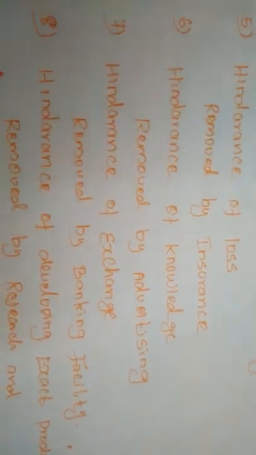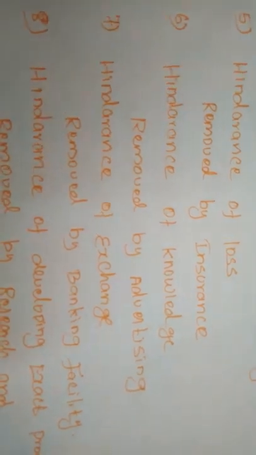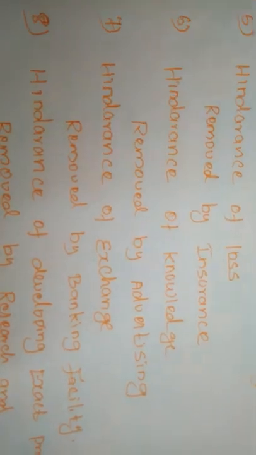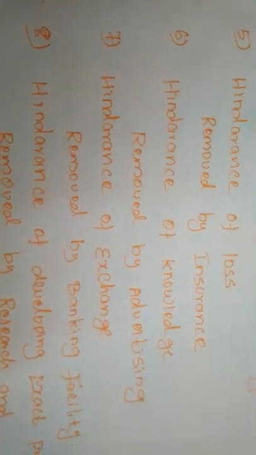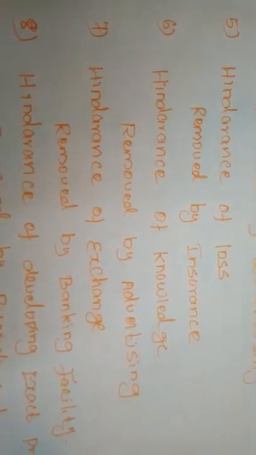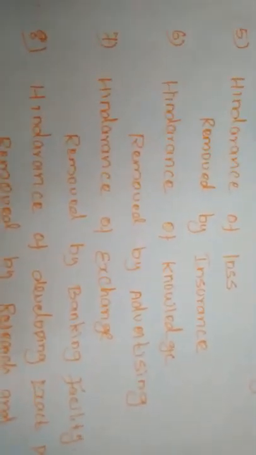Now different types of advertisements are available, not only in our area, throughout the world: newspaper advertising, radio advertising, TV advertising and social media advertising, everything is there. If you want to consume any commodity, just Google it and we can find out all the details of the commodity. Not knowing the details of the commodity is called hindrance of knowledge. The hindrance of knowledge is removed by advertising, radio and different types of advertising.